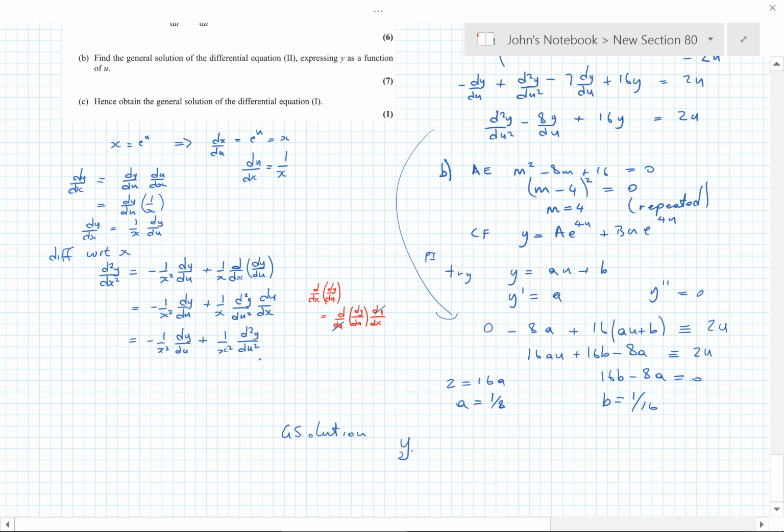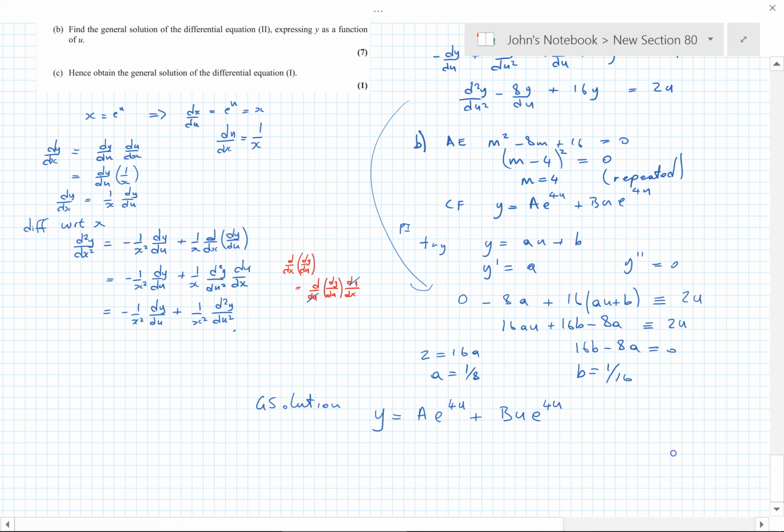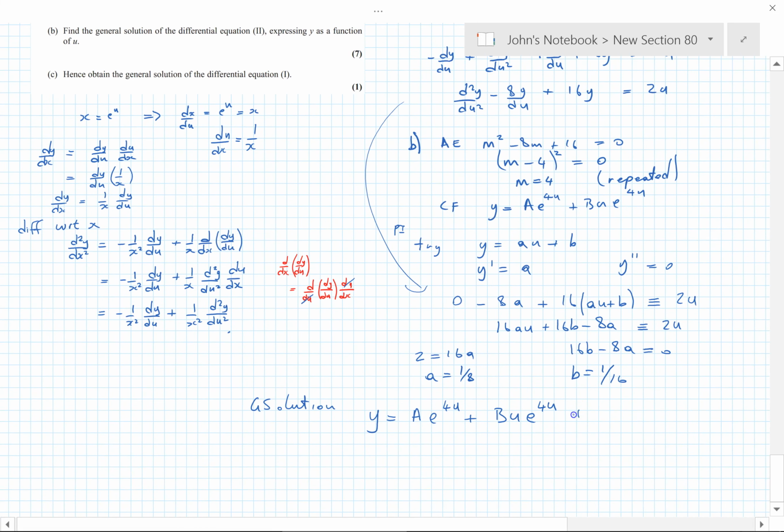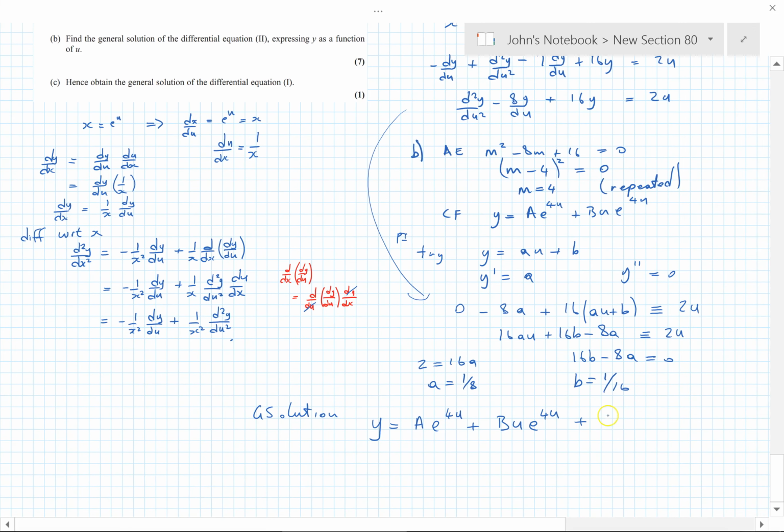is y equals to our auxiliary function, which is a e to the 4u plus b u e to the 4u, plus, and we had 1/8 of, we have au, so that's 1/8 of u plus b, which was 1/16.